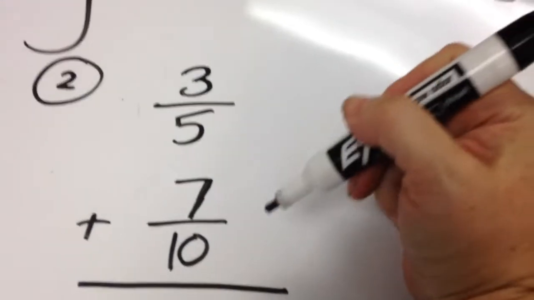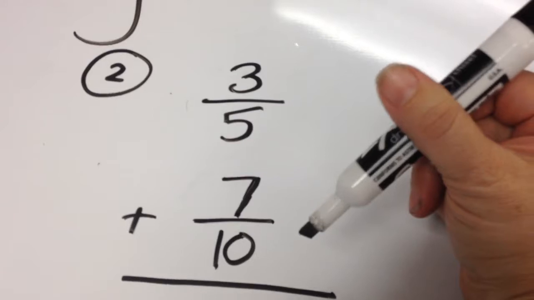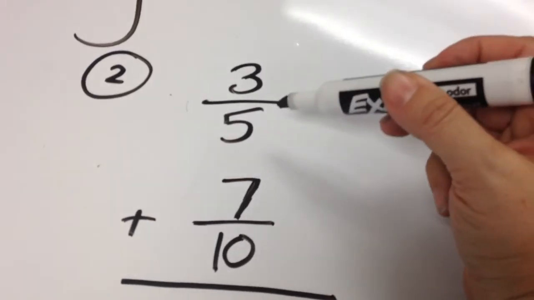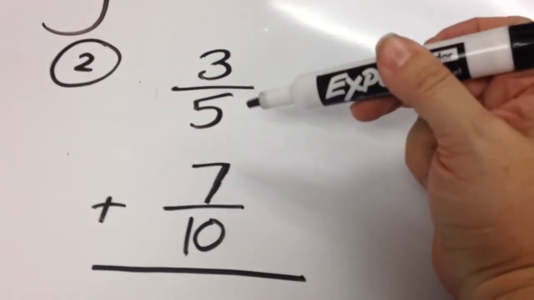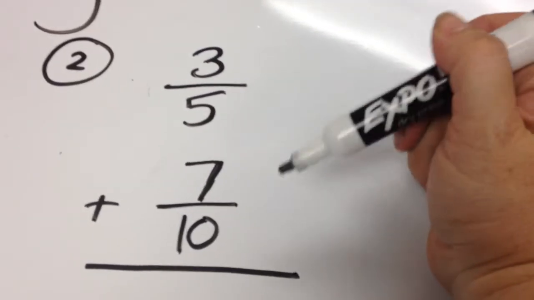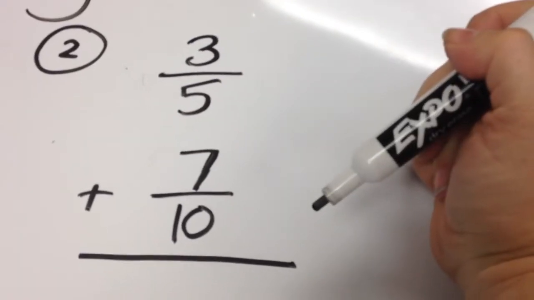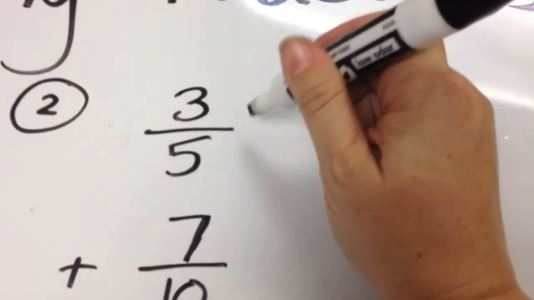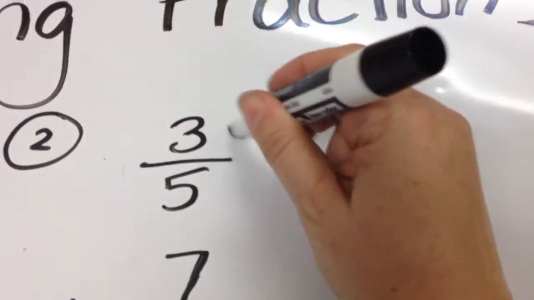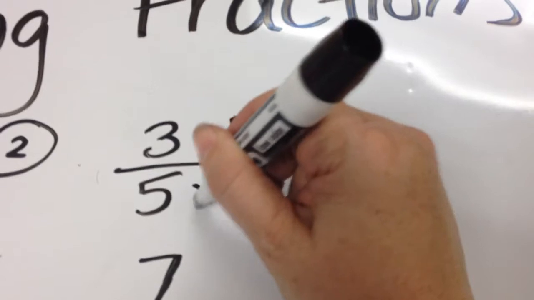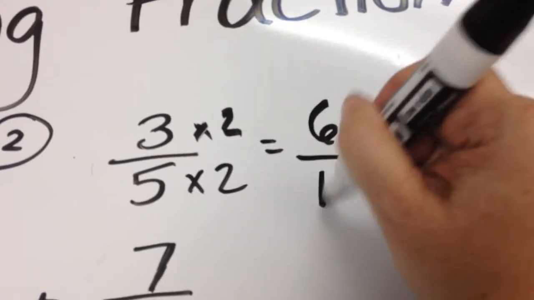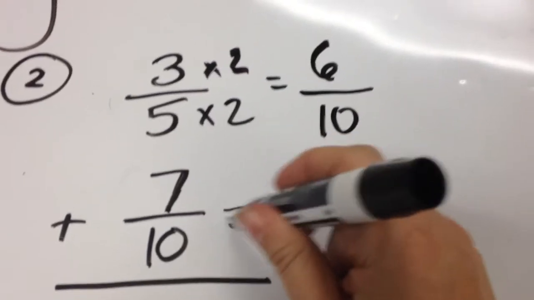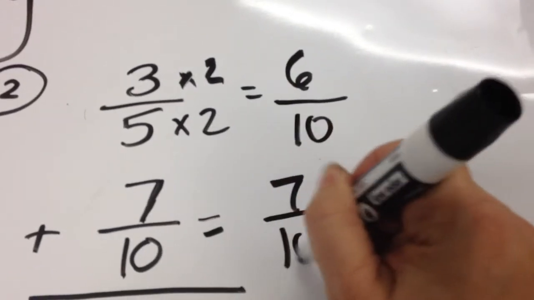So what I need to do is first look to see if the larger denominator, if you can change that smaller denominator to the larger one. In this case, I can multiply 5 times 2 and get 10, so I can change them to tenths. If I can't do that, then I need to change both fractions. But in this case, I can multiply by 2 in the top fraction, which gives me 6/10. I'm going to keep the 7/10 the same.